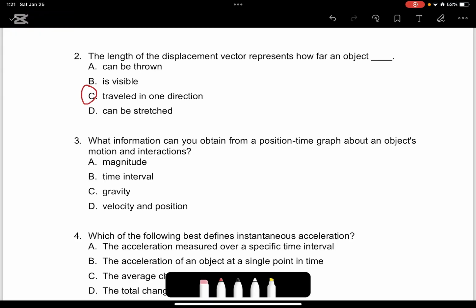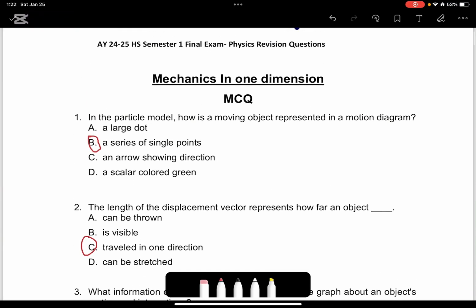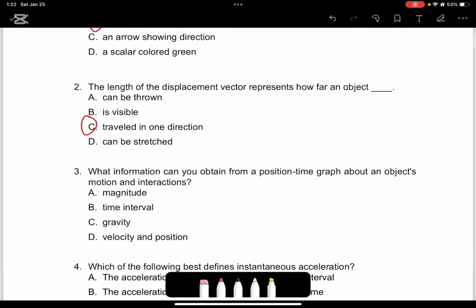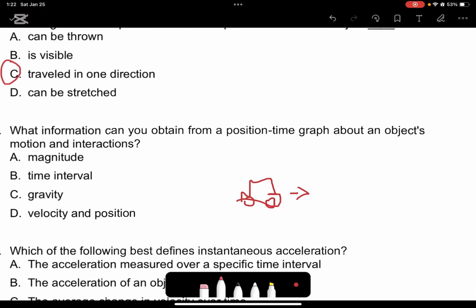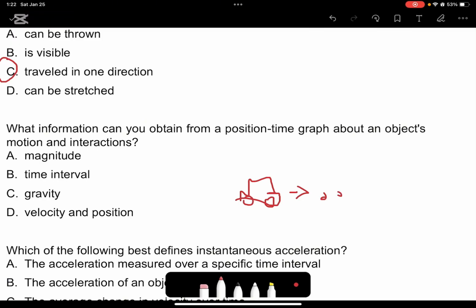What information can you obtain from a position time graph? So a position time graph is the opposite of a motion diagram. It shows pictures instead of a series of single points. In the position time graph, you can imagine a car moving. I don't know how to draw an arrow. Like that. And the car is moving. It shows you that the car is moving.